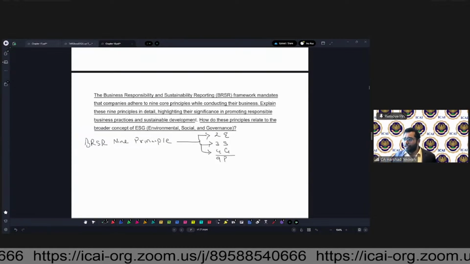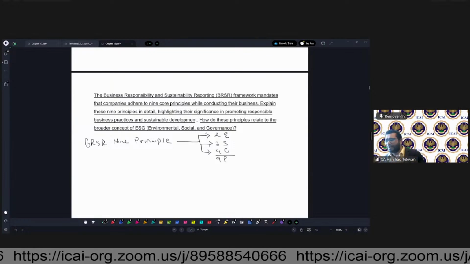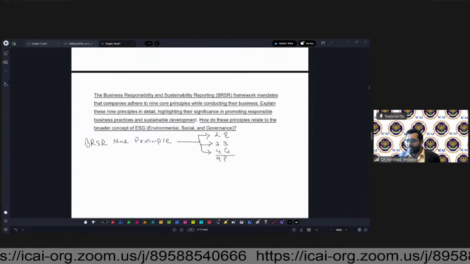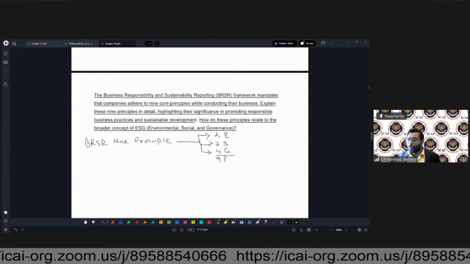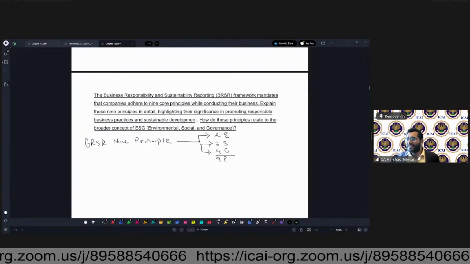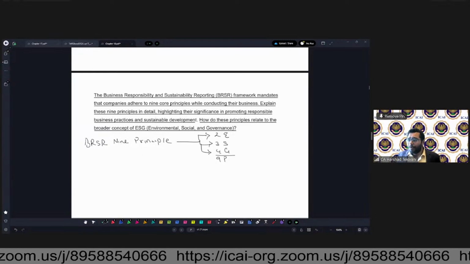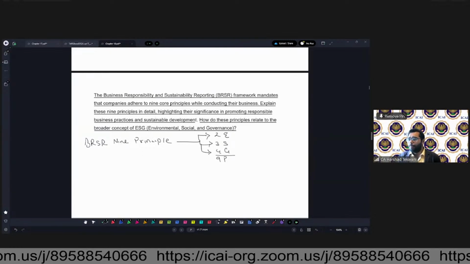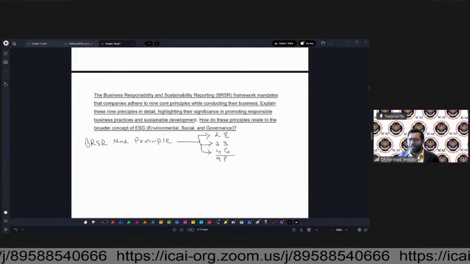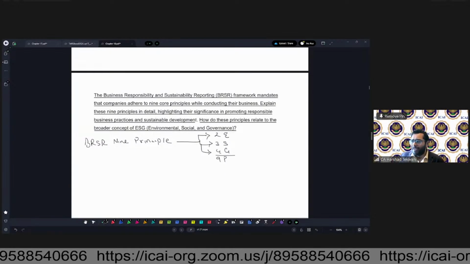The second principle talks about safe and sustainable goods and services, meaning the services and the goods provided by the company should be safe and sustainable. The company should have a sustainable goal. The third principle is to promote the well-being of all employees, including those in the value chain. So as the principle suggests, promotion of the well-being of employees.